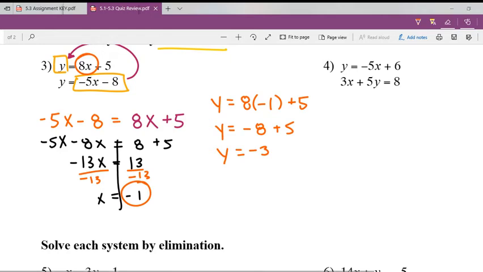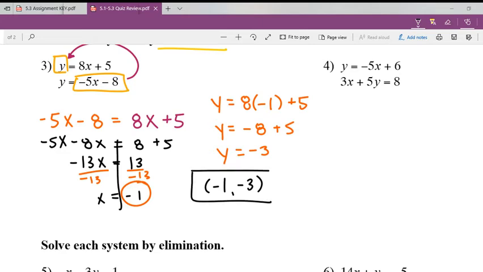And then who can tell me how we write our final answer for a problem like this? Yeah, coordinate point. It would be negative 1, negative 3. Good. Make sure you have this written down so you can use it tomorrow. All right, number 4.